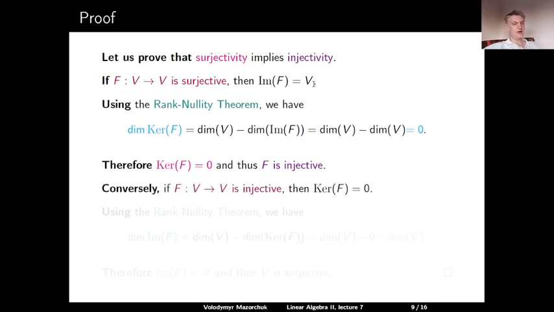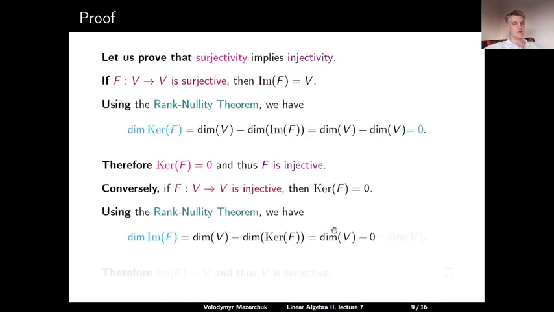Conversely, if f is injective, then we know that this means that the kernel of f is 0. Using the rank nullity theorem, the dimension of the image of f is equal to the dimension of V minus the dimension of the kernel of f. So the dimension of the kernel of f is 0, so we get the dimension of V minus 0, which means that the dimension of the image of f is equal to the dimension of V. Since the image of f is a subspace of V, and they have the same dimension, it follows that the image of f is equal to V. And thus, f is a surjective map.